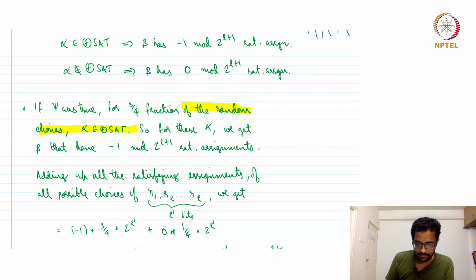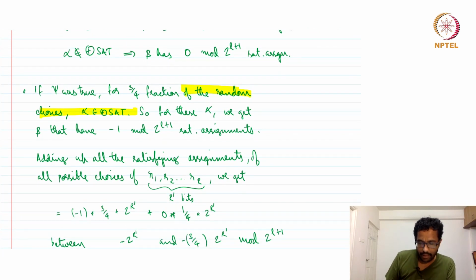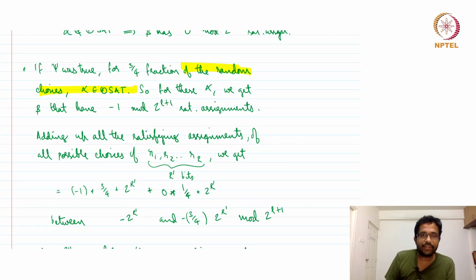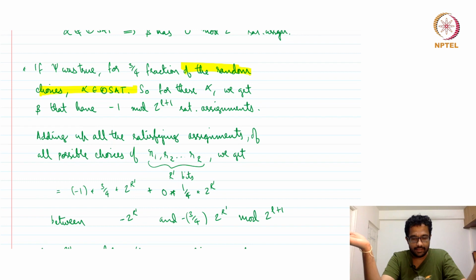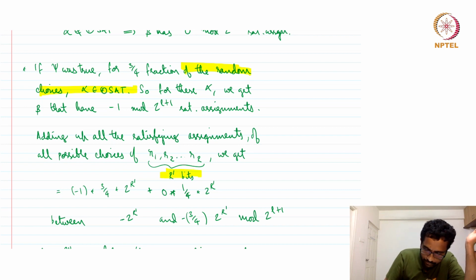And if you add up the number of satisfying assignments over all the different choices of A psi, we know that at least 3/4 are yes instances. So it could be 3/4 of all the random choices, and it is minus 1 mod 2 power l plus 1. And at most, all of them could be yes instances, so it's all of the 2 power r prime, where r prime is the number of random bits used in theorem 1.